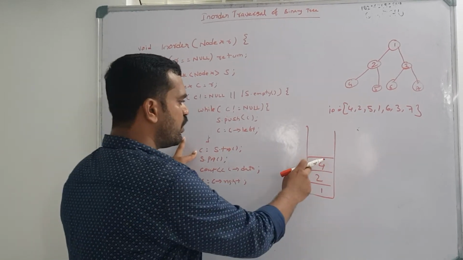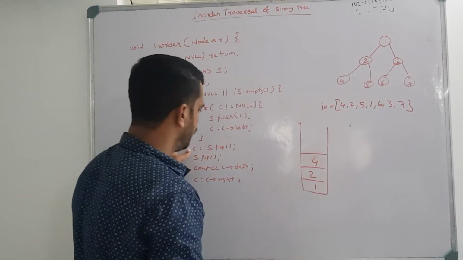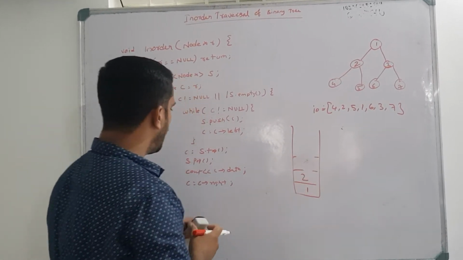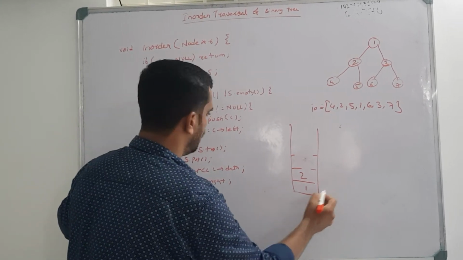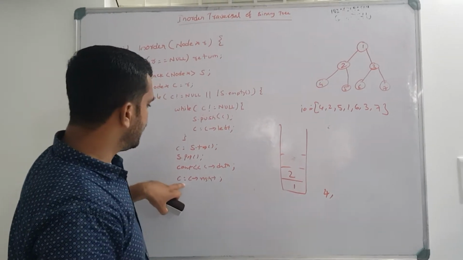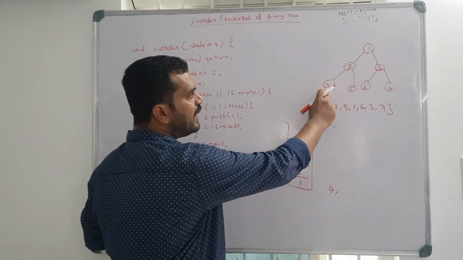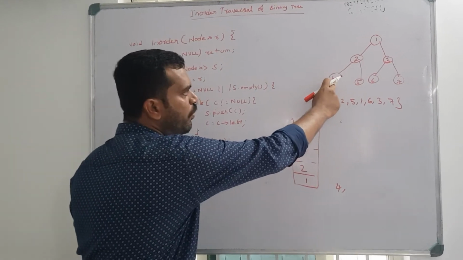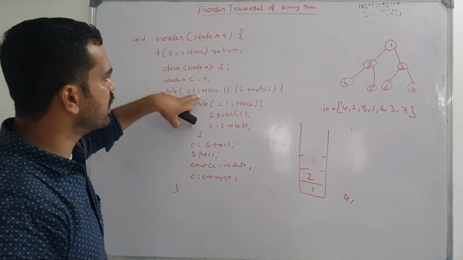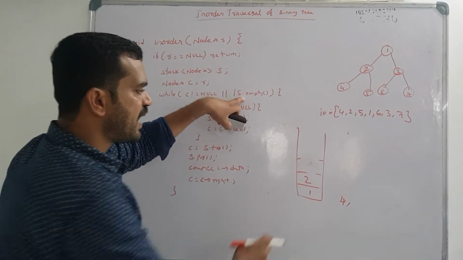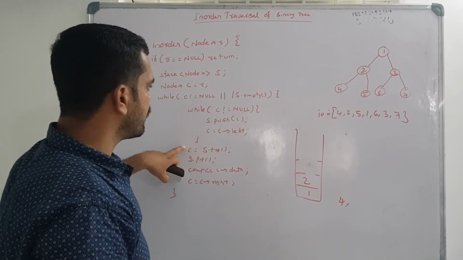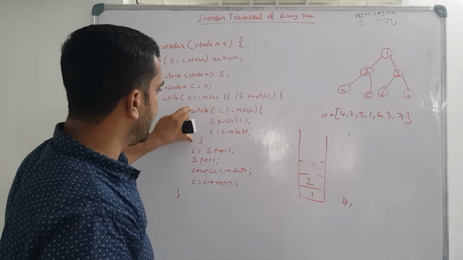From the stack, the top element is 4, so it will be popped. 4 will be popped from the stack and the current element is 4 now. So 4 will be printed here. Now C's right: the current node is 4 and its right is also null. So C is null, this condition will fail, and the stack is not empty. The stack already has 2 nodes, correct? So again it will come back.